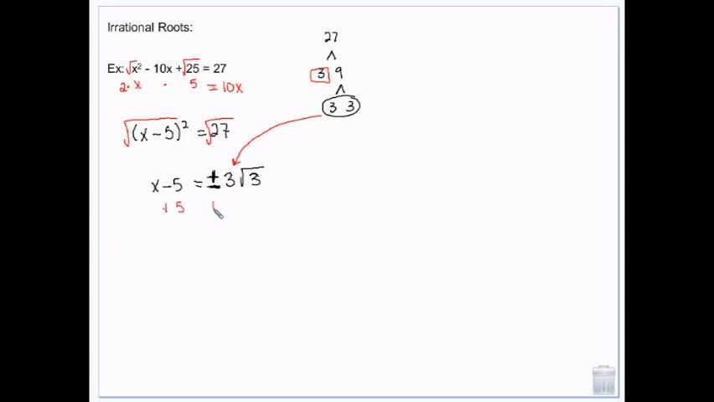Then I'm going to add 5 to both sides. Well, this side, easy, x. So what do we do over here? This plus 5 just hangs out in front. And it becomes 5 plus or minus 3 times the square root of 3, because I can't actually combine these, because this has a radical and this doesn't. And that's as far as you can go unless you want to convert into decimals.